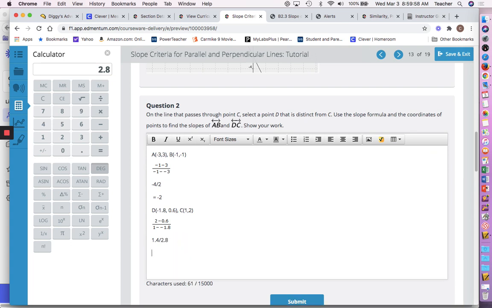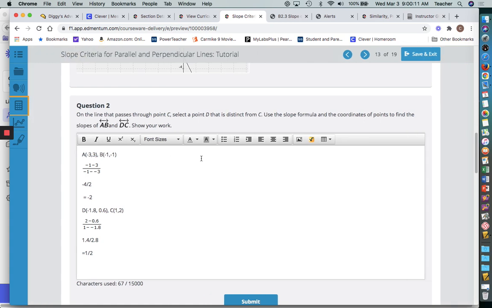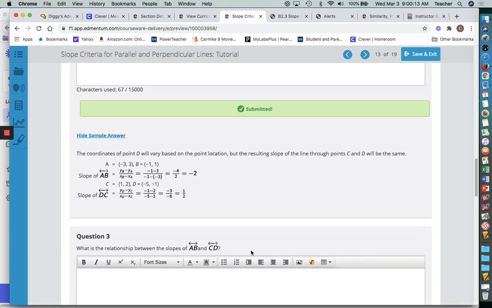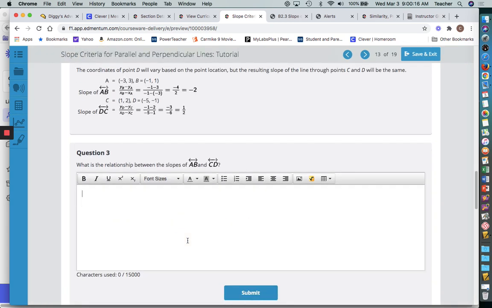Divide those, it's going to be a positive 1/2. So you see they're opposite reciprocals. This one's a negative, this one's a positive, this is a 2. Flip it upside down, you get a 1/2. So these are, in fact, perpendicular lines. And I have a question: why? Because they're perpendicular, they have opposite reciprocal slopes.